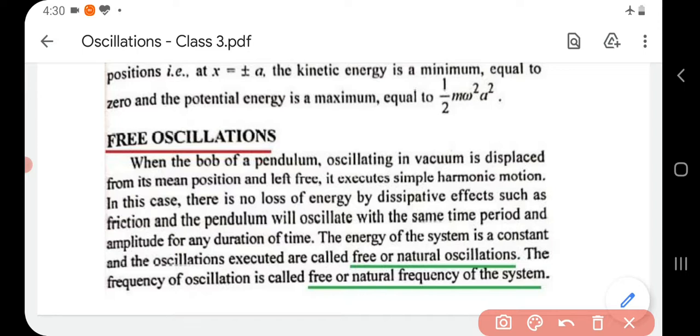So from today's session, the two important questions are: one is an essay question, that is, derive the expression for total energy of a particle executing simple harmonic motion. In that case, you have to start from the beginning and write up to this much. And the other one is a definition, that is, define free oscillations.